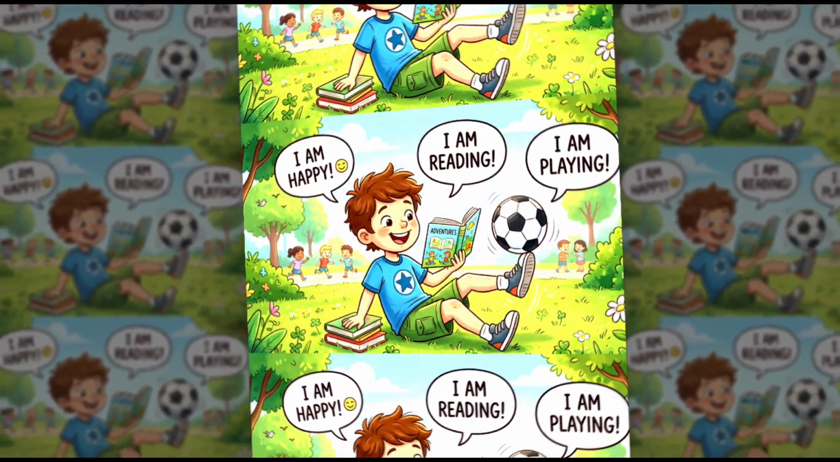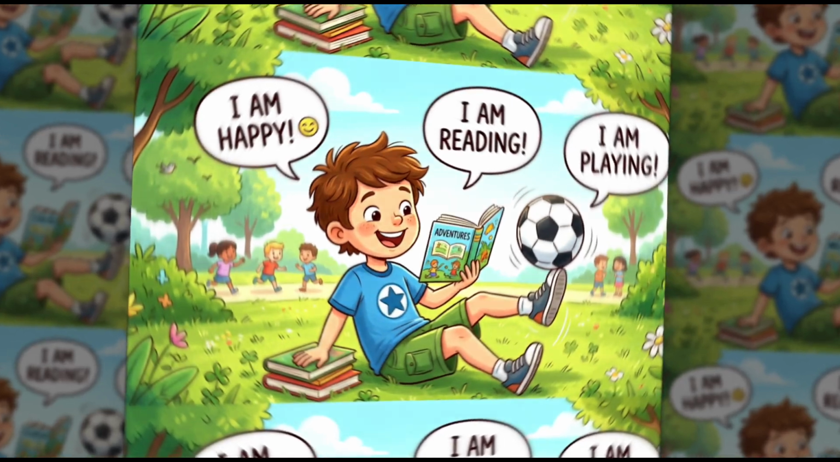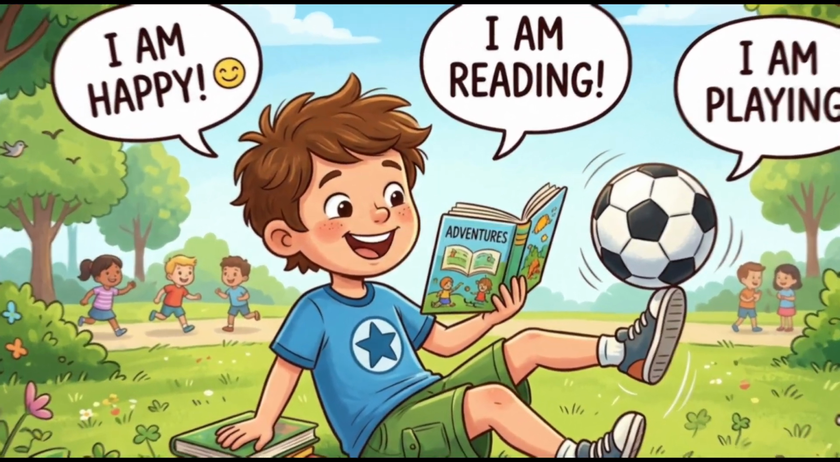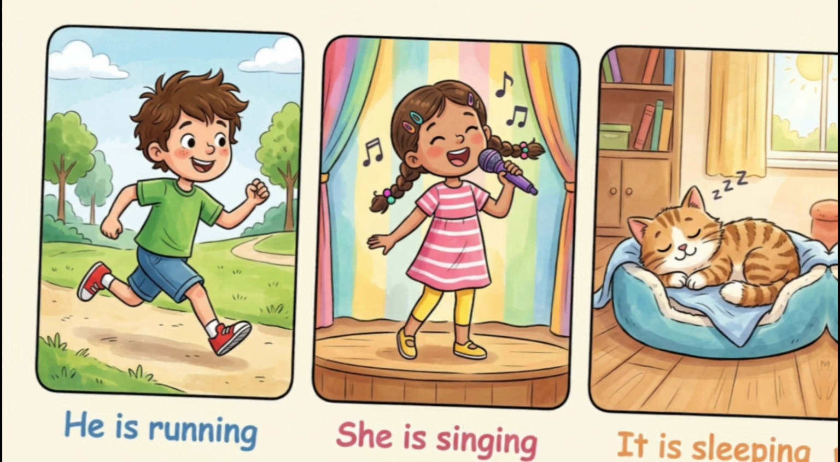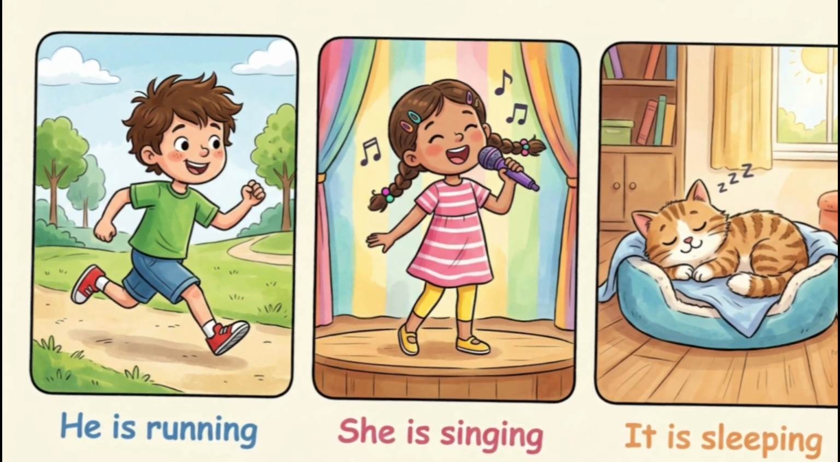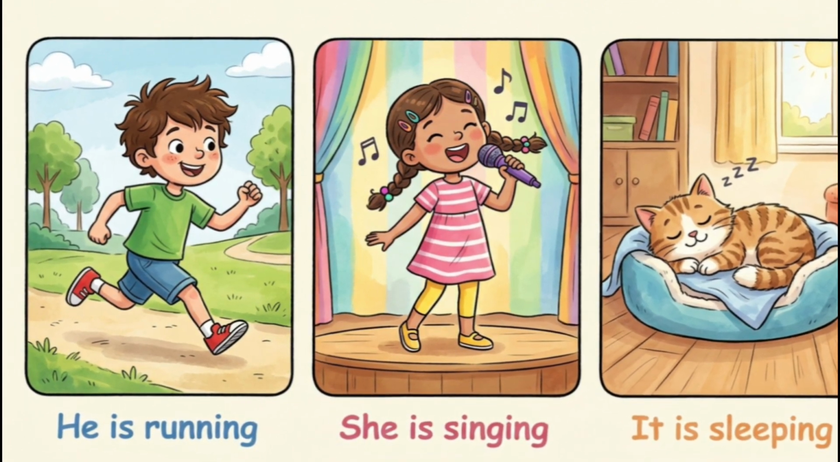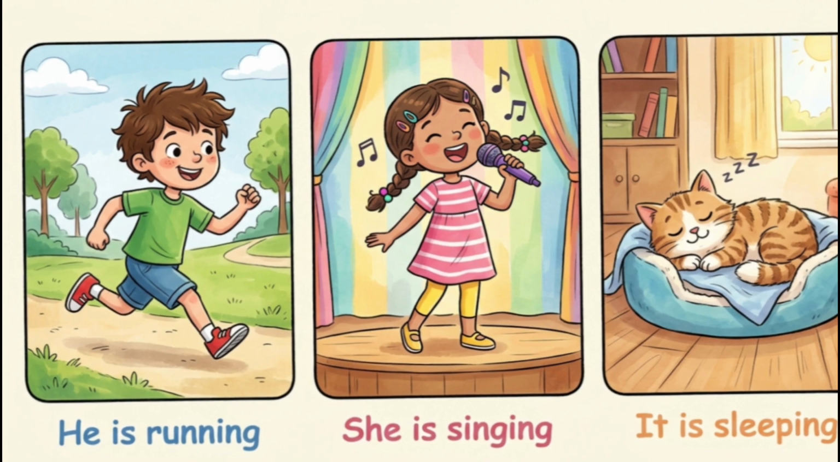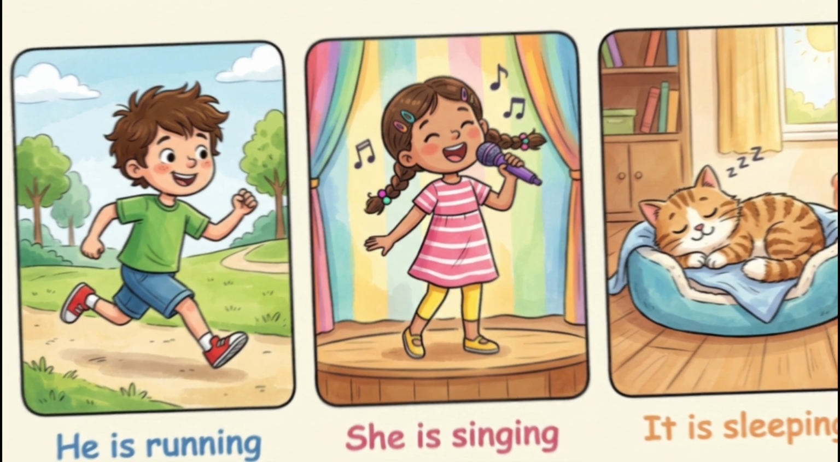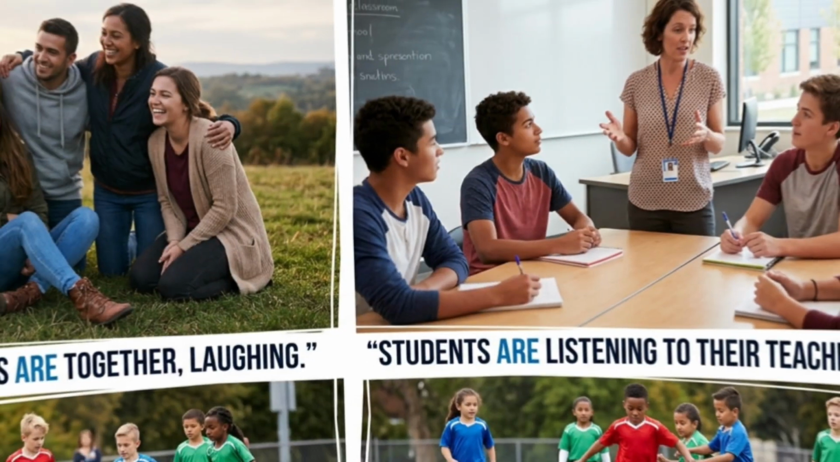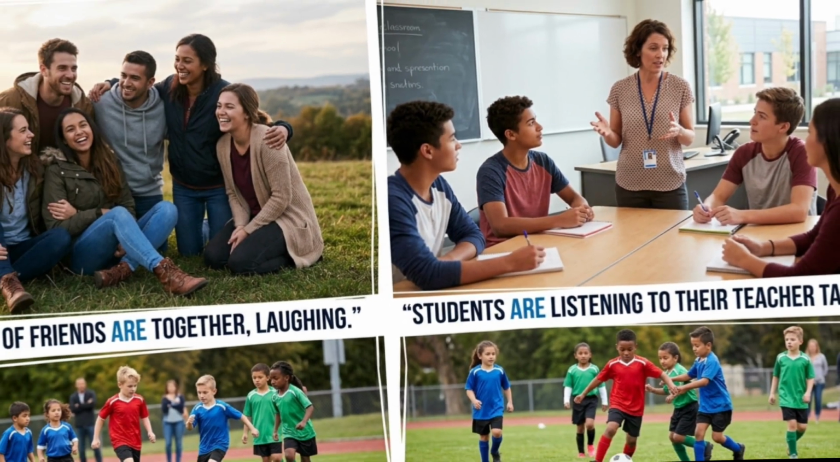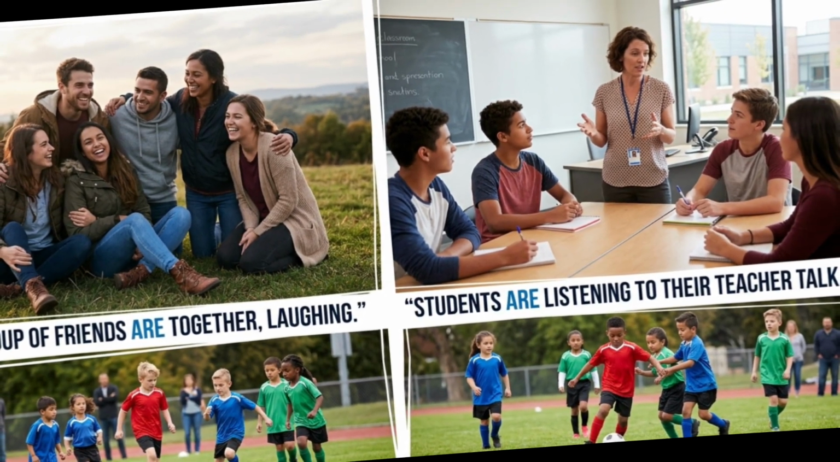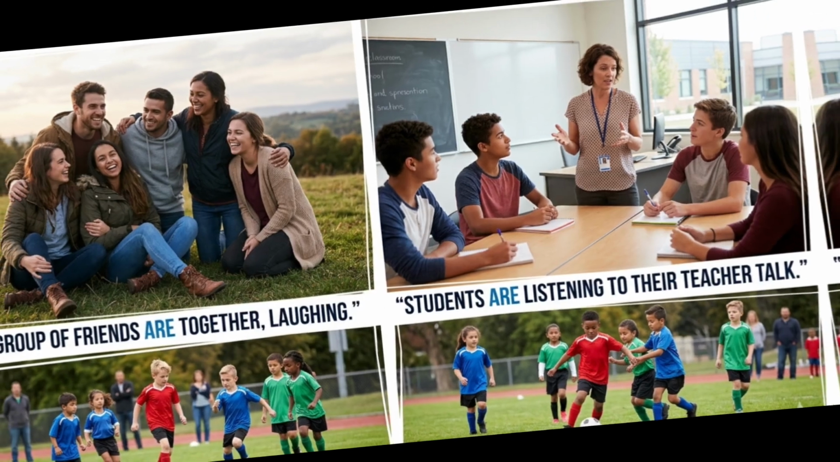For example: I am happy, I am playing, I am reading. When the subject is he, she, or it, use is. Examples: he is running, she is singing, it is sleeping. When the subject is we, you, or they, use are. Examples: we are friends, you are smart, they are playing.